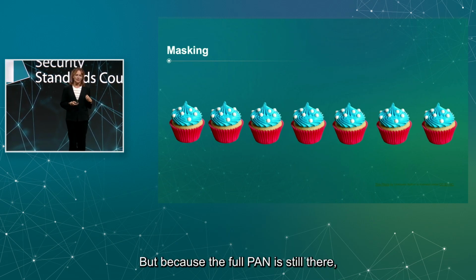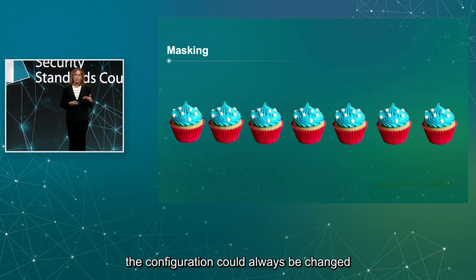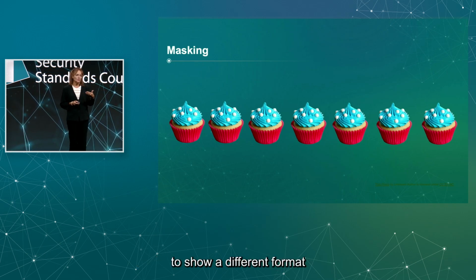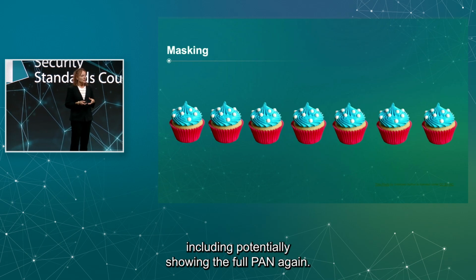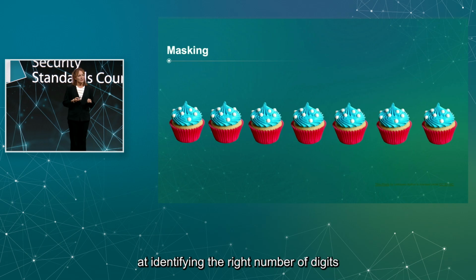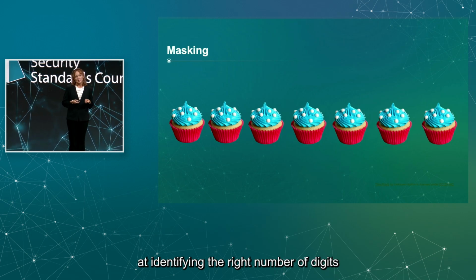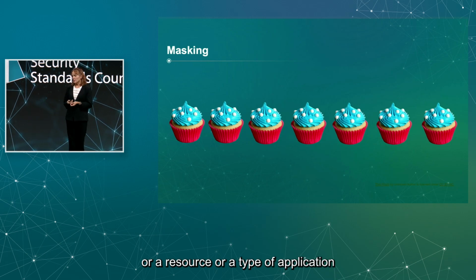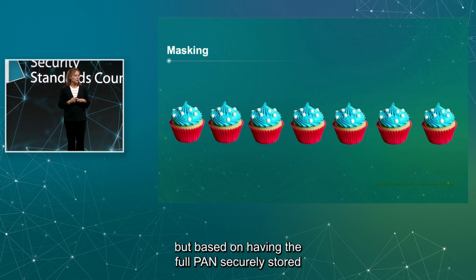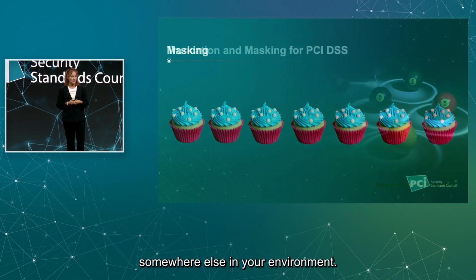But because the full PAN is still there, the configuration could always be changed to show a different format, including potentially showing the full PAN again. So masking is used when you're looking at identifying the right number of digits that need to be shown to a particular role or a resource or a type of application, but based on having the full PAN securely stored somewhere else in your environment.